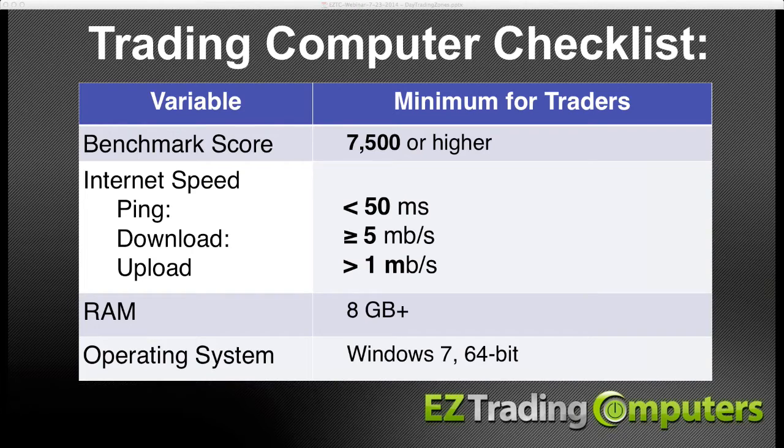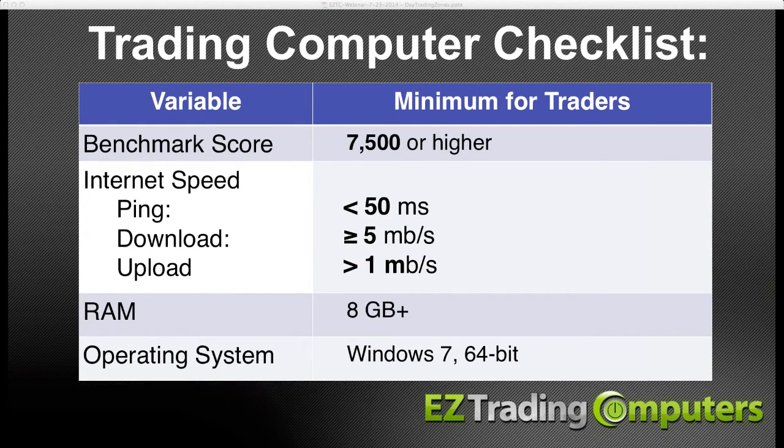Yes, very good. So again, the benchmark score is 7,500 or higher, and that comes from that website, cpubenchmark.net. The internet speed, you want a ping less than 50 milliseconds. You want a download speed greater than 5 megabits per second. Upload speed greater than 1 megabit per second. And the next important piece of the puzzle, again, the processor is the most important part, and then secondarily, your internet speed is super important.